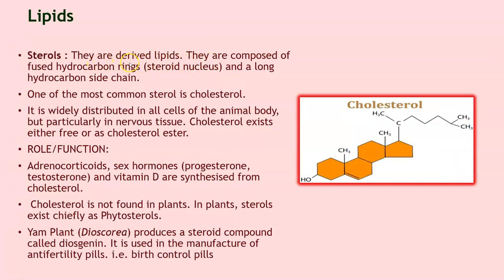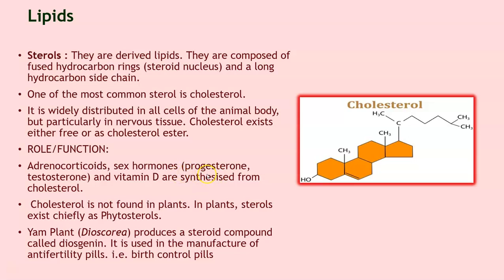Sterols, they are derived lipids. They are composed of fused hydrocarbon rings, the steroid nucleus, and a long hydrocarbon side chain. This here is an image of cholesterol. One of the most common sterols is cholesterol. It is widely distributed in all cells of the animal body, but particularly in the nervous tissue. Cholesterol exists either free or as a cholesterol ester. Now, what is its function?